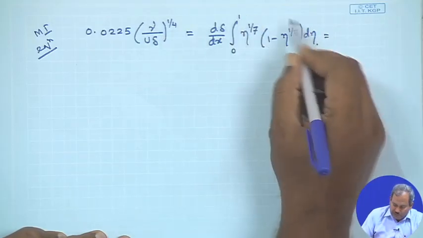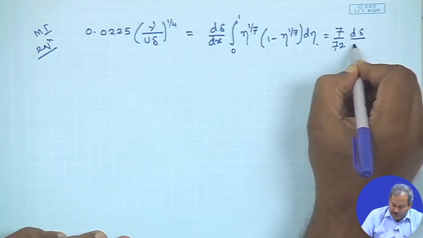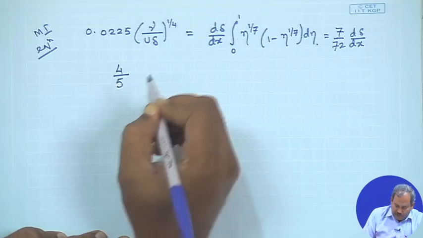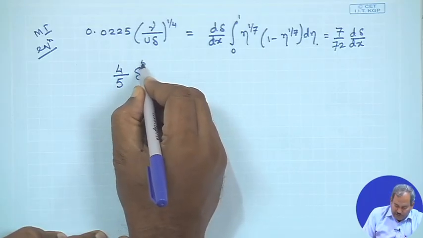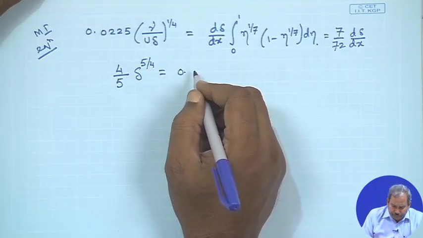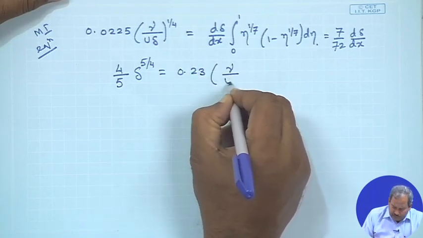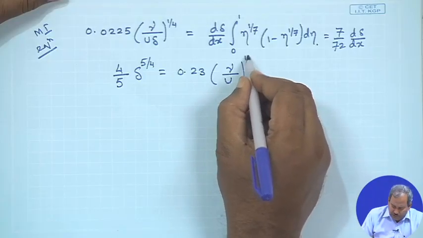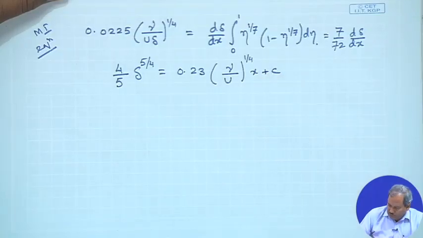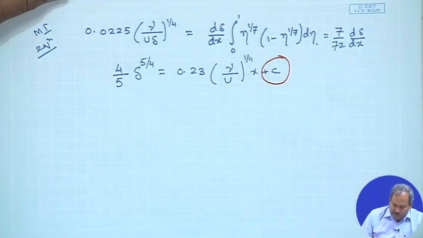So, once you perform the integration, this would become 7 by 72 d delta dx. You integrate it once, the ordinary differential equation, and what you get is delta to the power 5 by 4 is 0.23 times kinematic viscosity by the centerline velocity to the power 1/4, times x plus c. So, the problem that still remains is how do you get the integration constant c.